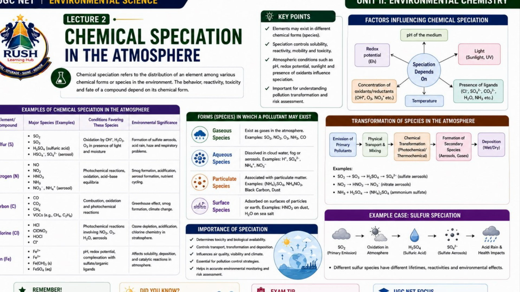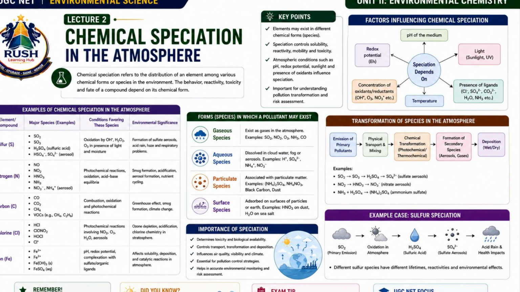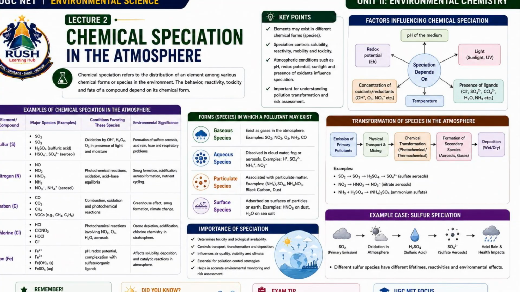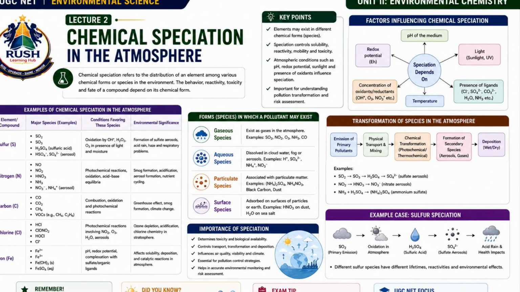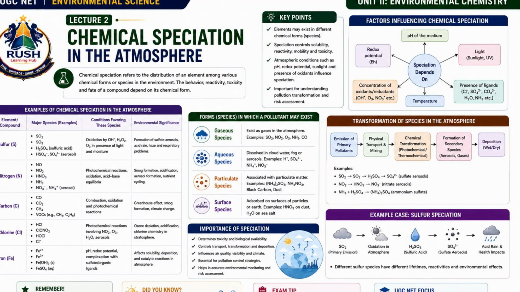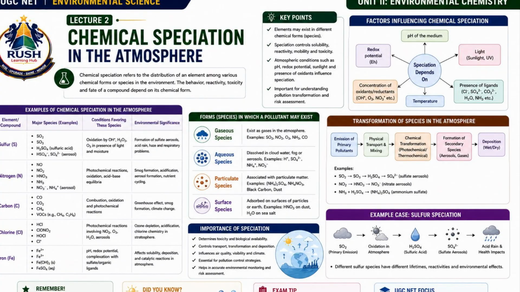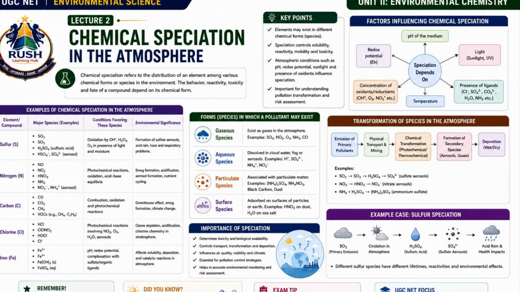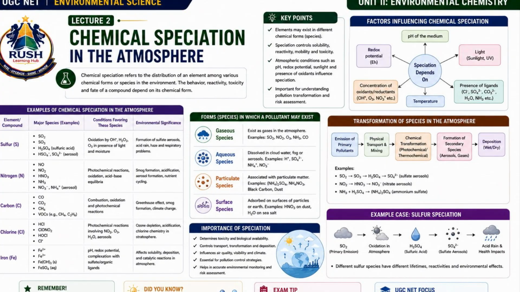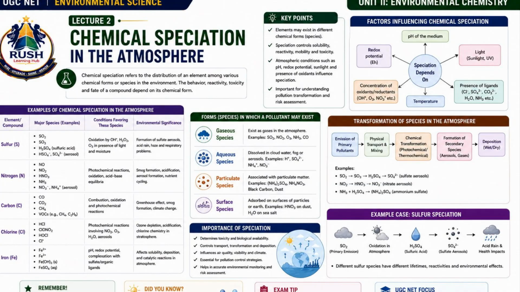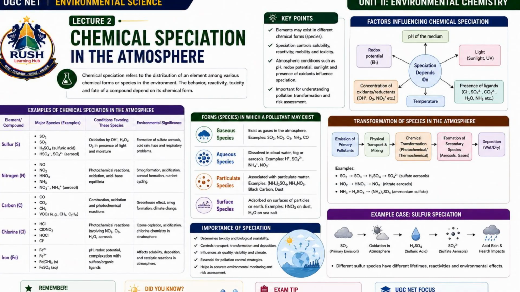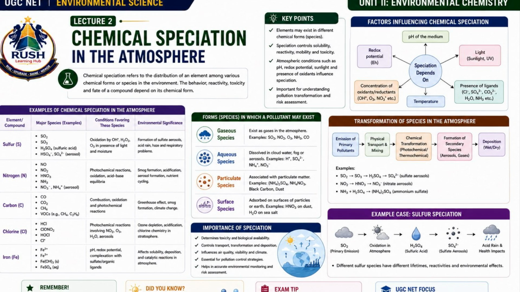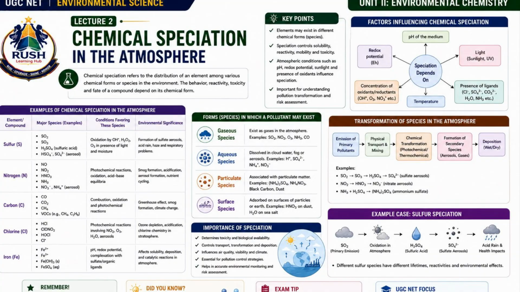Now let's understand how speciation changes in the atmosphere. A pollutant released into the atmosphere rarely remains in its original form. Instead, it undergoes physical transport and chemical transformation. For example, sulfur dioxide emitted from industries can be oxidized to sulfur trioxide. Sulfur trioxide then reacts with water vapor to form sulfuric acid. Sulfuric acid may further transform into sulfate aerosols. Each stage represents a different chemical species with different environmental impacts.